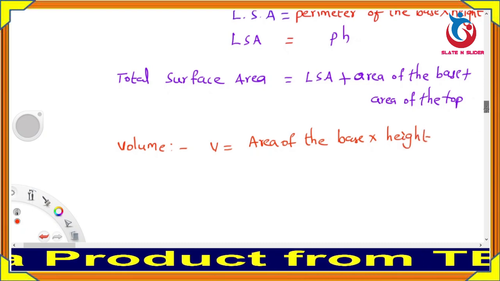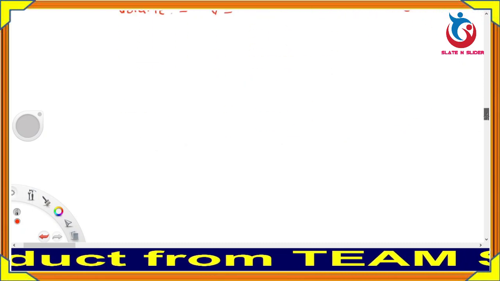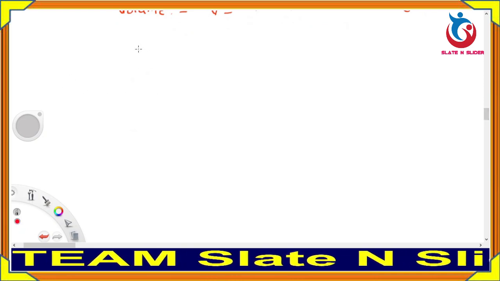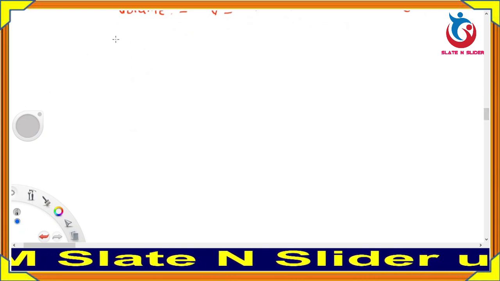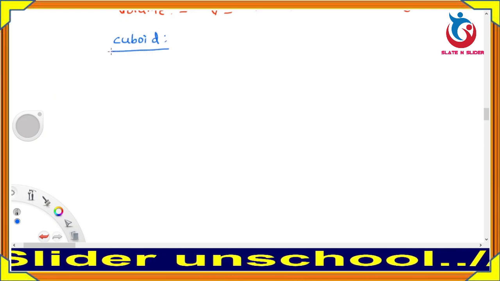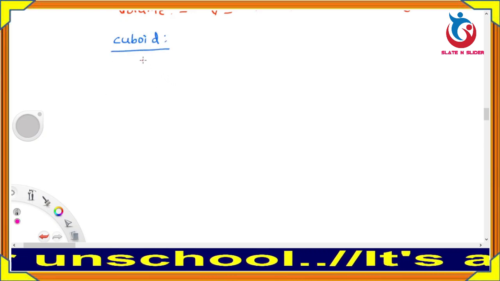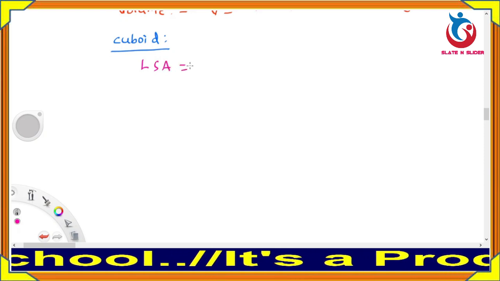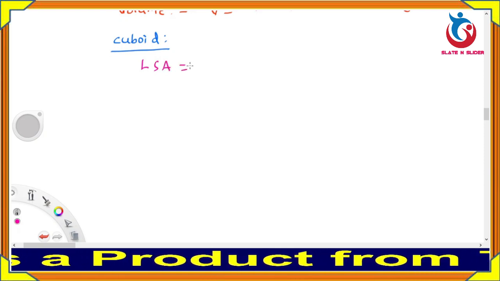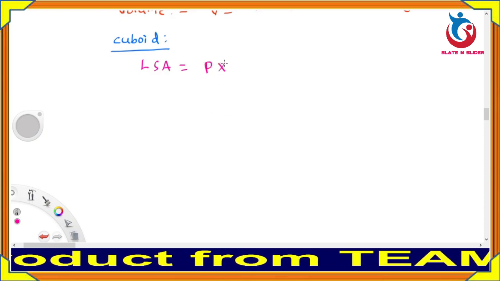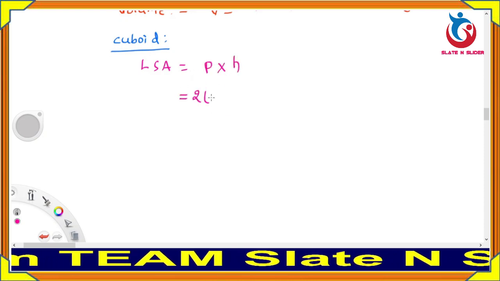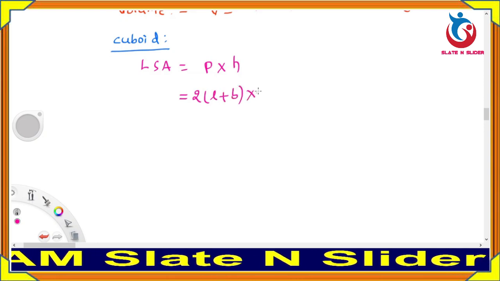So now let us write the formula for the cube, cuboid and cylinder. Suppose I want to take first one, that is a cuboid. I will write the lateral surface area of a cuboid. So LSA is equal to, the main formula for the lateral surface area of any prism is perimeter of the base P into H. So for the cuboid, the perimeter is 2 of L plus B into H.